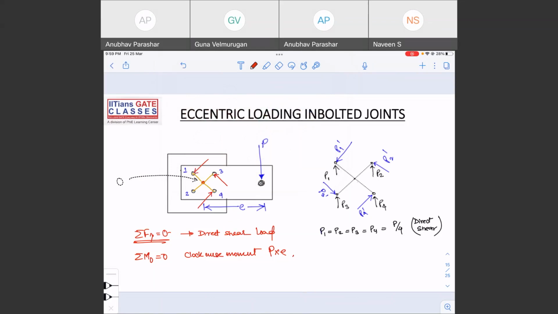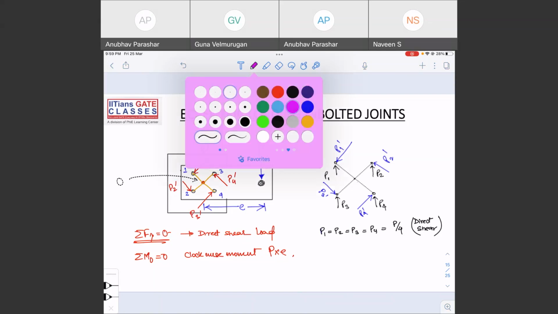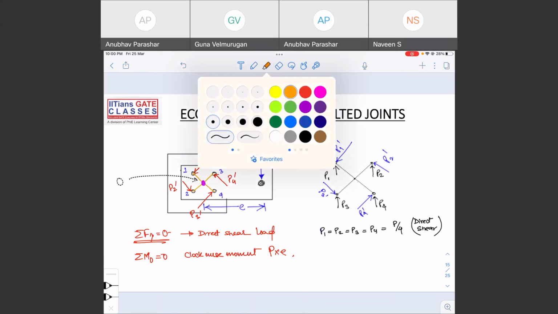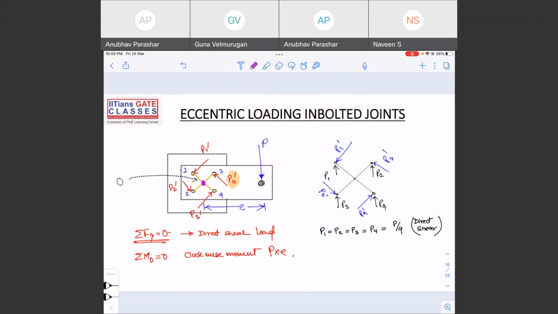Four different forces will be set up like this. I have given the names to these forces as P1 dash, P2 dash, P3 dash, P4 dash. If you consider any one force, it is setting up an anti-clockwise moment. Can you feel that? Take any force, let me say P4 dash. Can you feel that it is setting up an anti-clockwise moment?